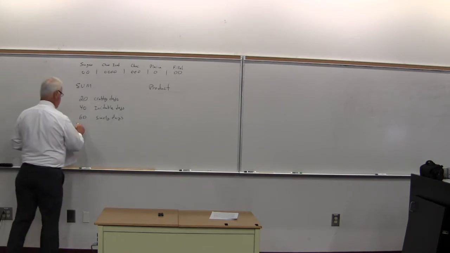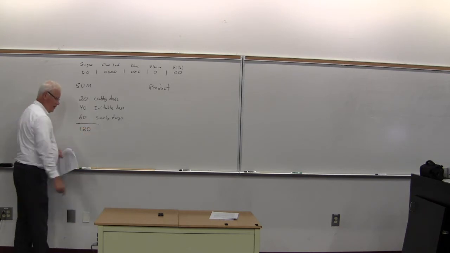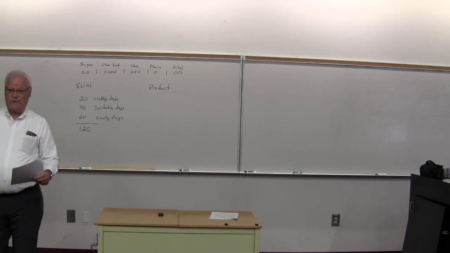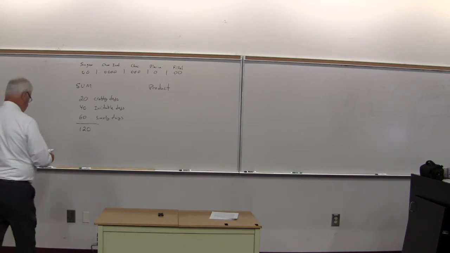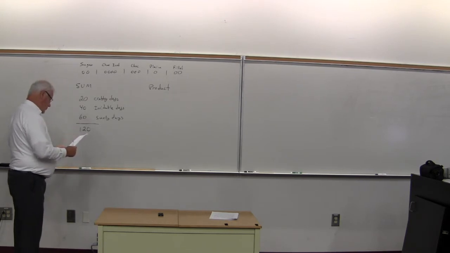Well, wouldn't you just add these up? That's 20, 40, and 60, which is 120 days. That's the sum rule, because they're all different. They're not related. Well, let's see. What about the product rule? Where would we have a situation with the product rule?